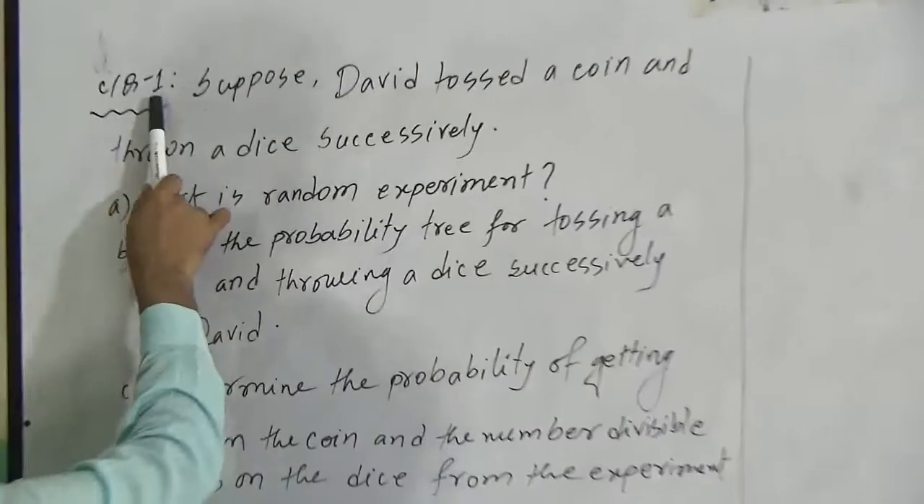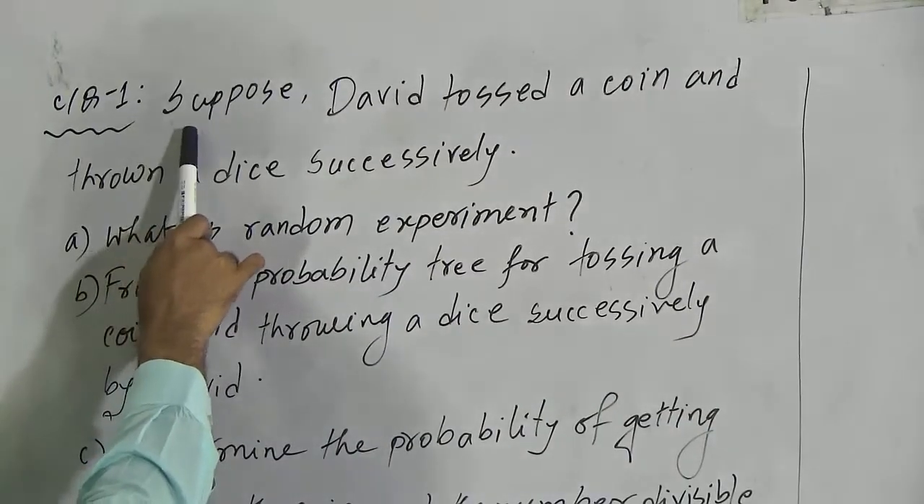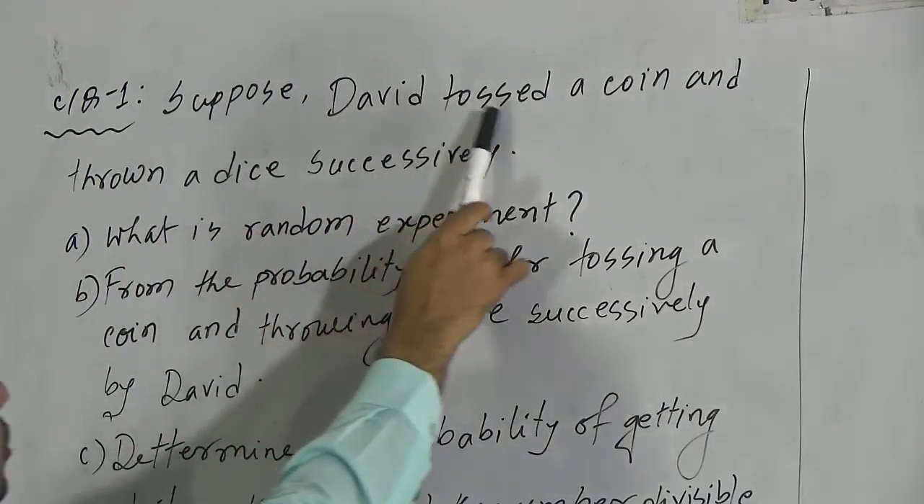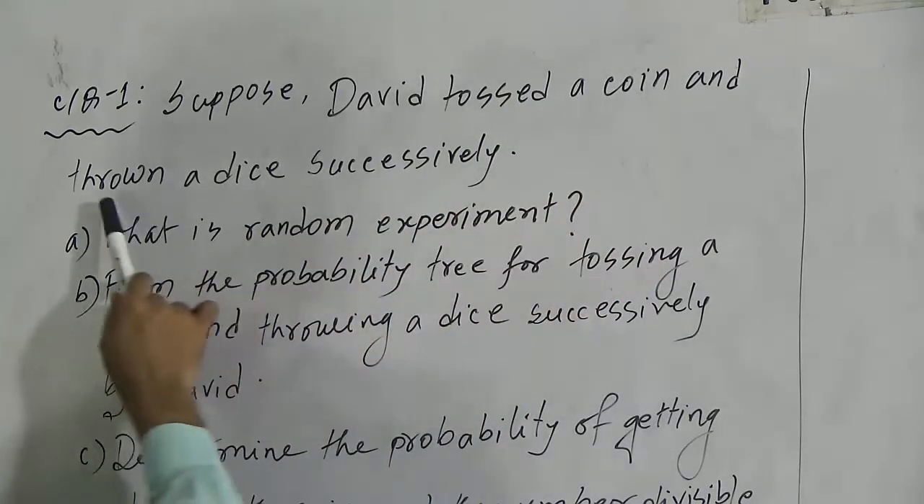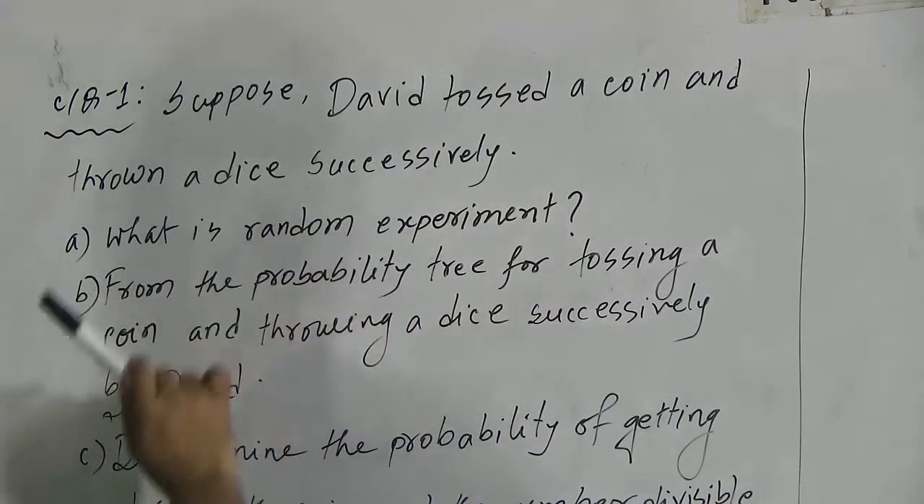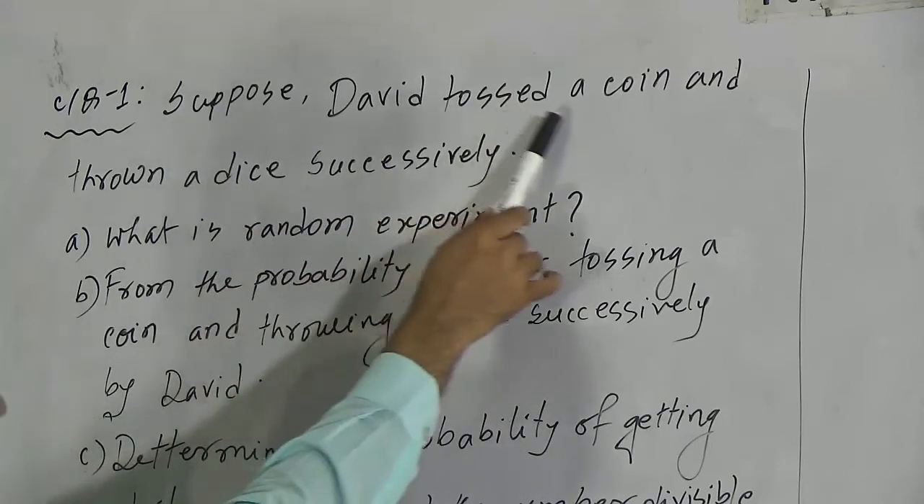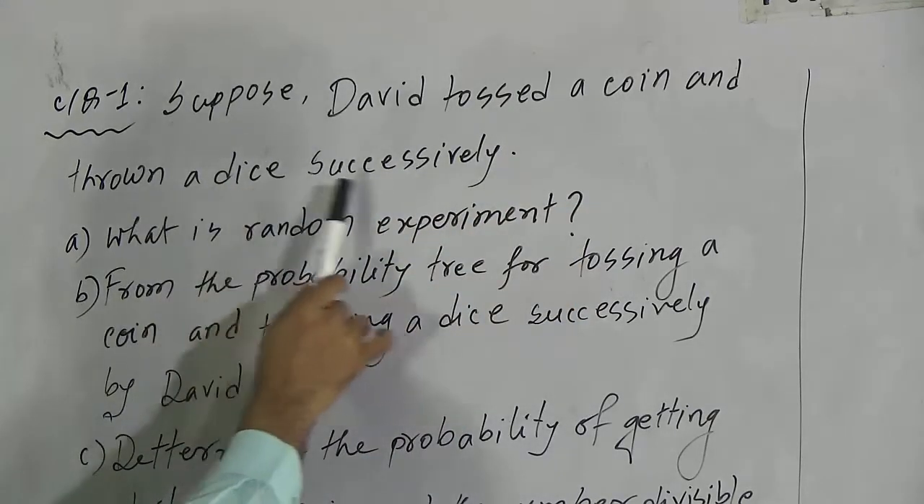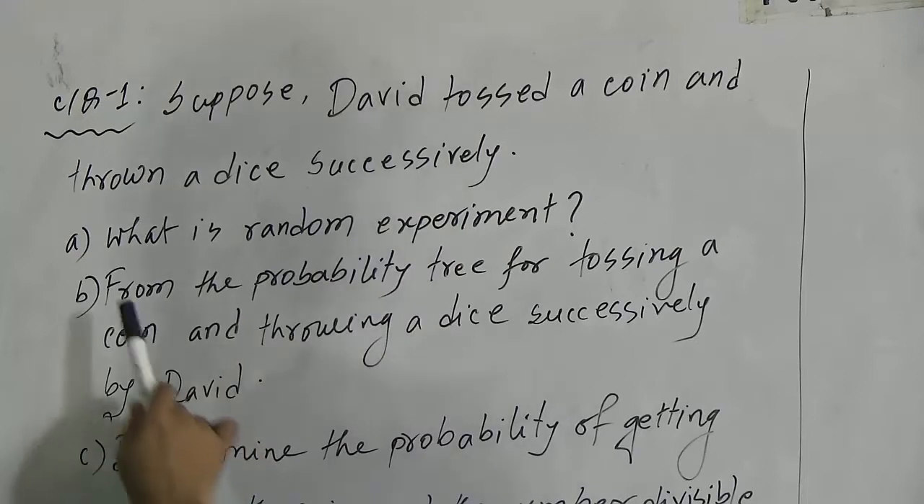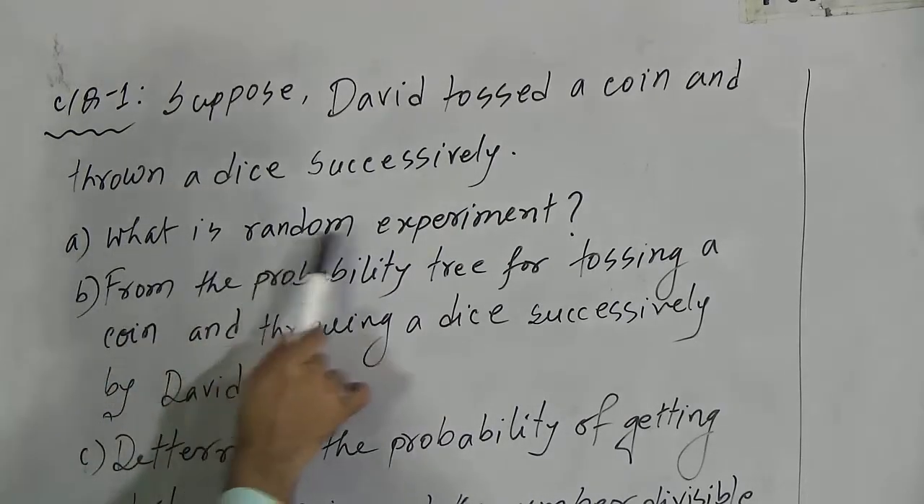Dear students, now look here, creative question 1, CQ1 of chapter 14. Suppose David tossed a coin and thrown a dice successively. First question, what is a random experiment?